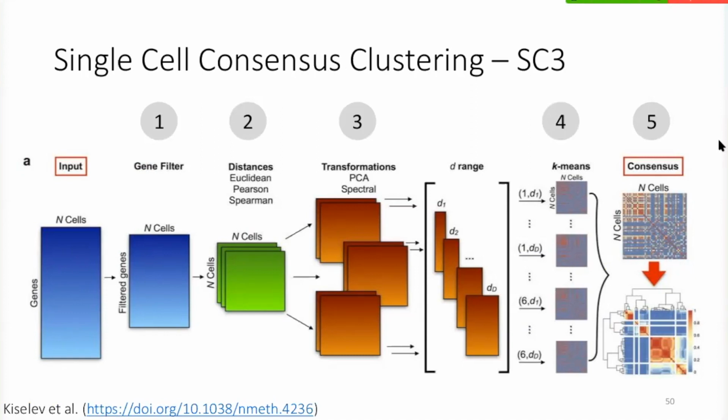So SC3, it's called single cell consensus clustering. If you use the single cell experiment package, that's what you would do by default. I'll explain it. It has these 5 simple steps, actually. You start from your data matrix. You do some filtering on the genes, removing genes that are not informative and so on. So that's simple. Then you calculate the distances between your cells using 3 different methods.